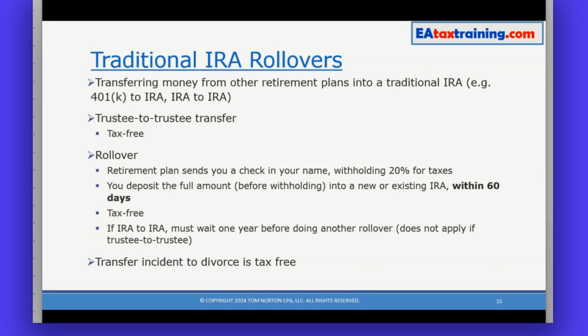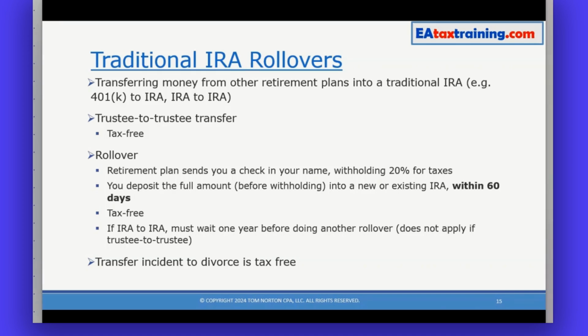The other way to do it is what the IRS technically calls a rollover. In common language, we call all of these rollovers, whether it's trustee to trustee or not, but the IRS distinguishes here. This is when the retirement plan or the other IRA, whoever you're transferring the money from, sends you, the employee who's leaving the job, a check in your name.